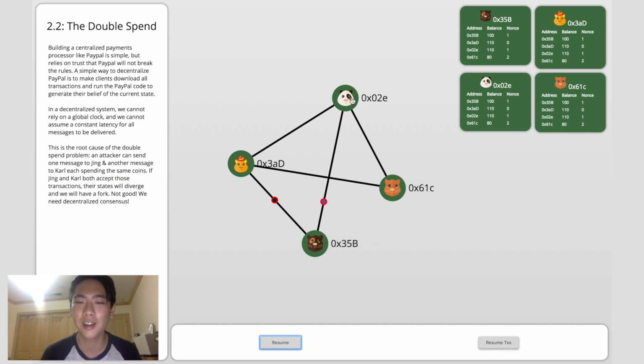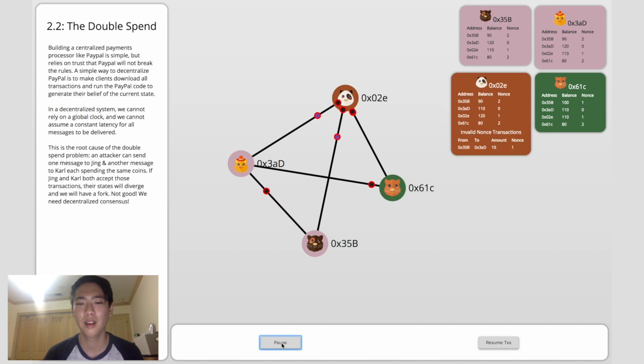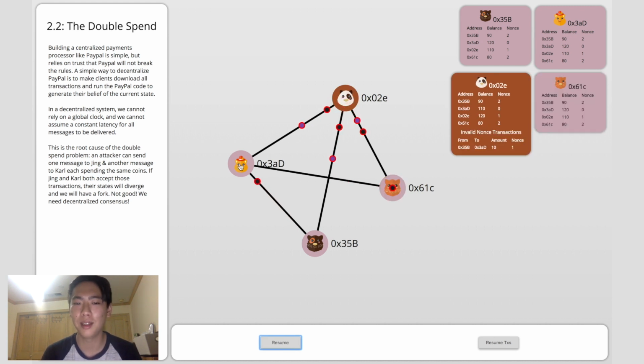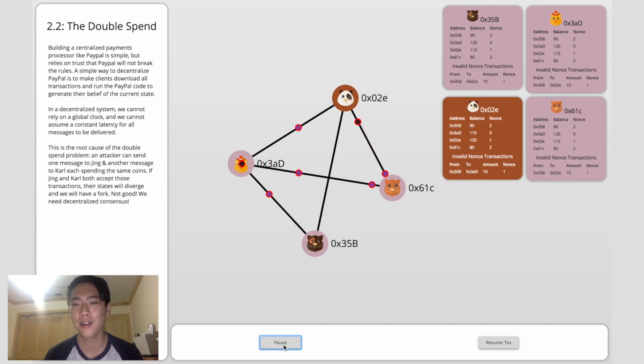$10 to Jing. And those transactions are going to now be sent directly. He's sending the transaction to Alice, paying Alice, and the transaction paying Jing to Jing. And let's see what happens. So Alice accepted that transaction, applied it to her ledger, and then propagated it onto everyone else. And Jing accepted her double spend. And now we have a partition of the network. Jing doesn't agree with everyone else on the state.